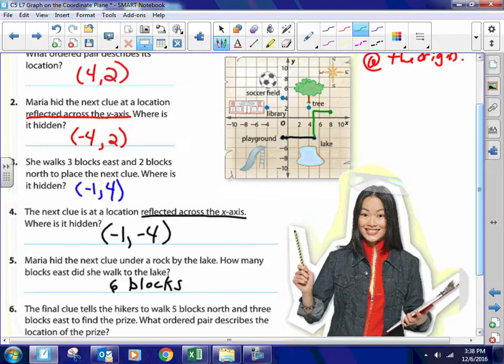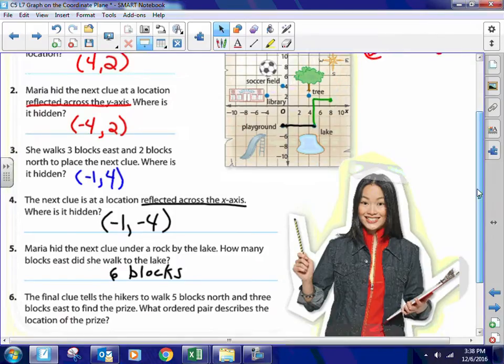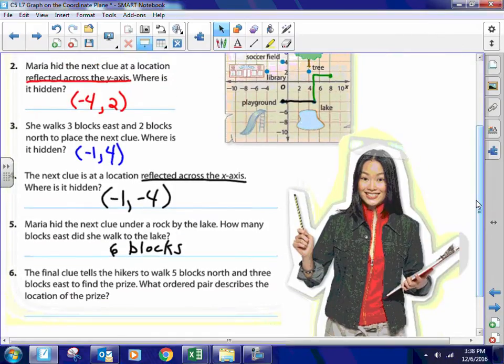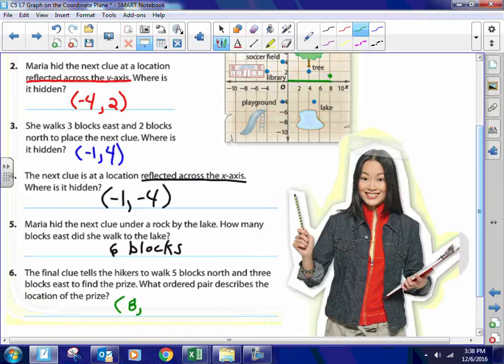Now we want to actually put the ordered pair there. Remember, we do X first. Now let me gently erase all this stuff. I don't want to erase the dot. Try not to erase the dot. I will use green again. So we go over in X to 8, and then we go up to Y equals 1. And that's the ordered pair that describes the location.